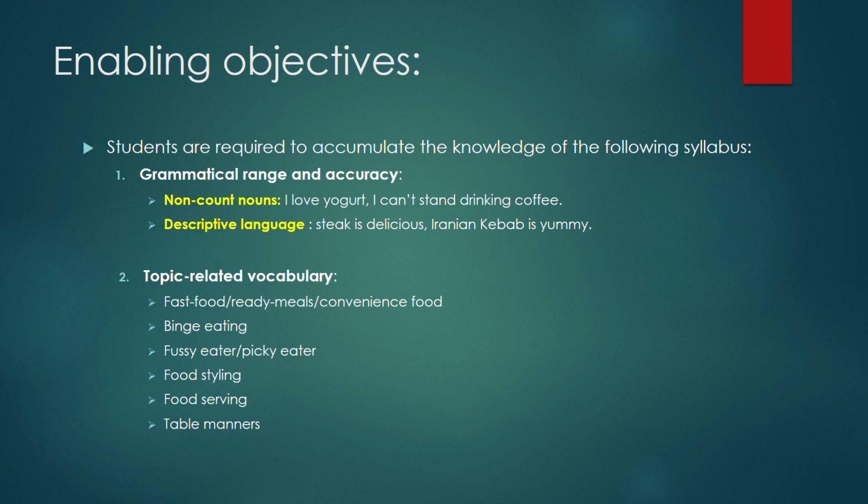Topic related vocabulary. So we have a set of vocabulary. We always ask our students to memorize them and use them however they could. So fast food, ready-made food, convenience food, these are examples of, let's say, not very healthy types of food that these days, especially because of sedentary lifestyle, people try to consume on a daily basis.